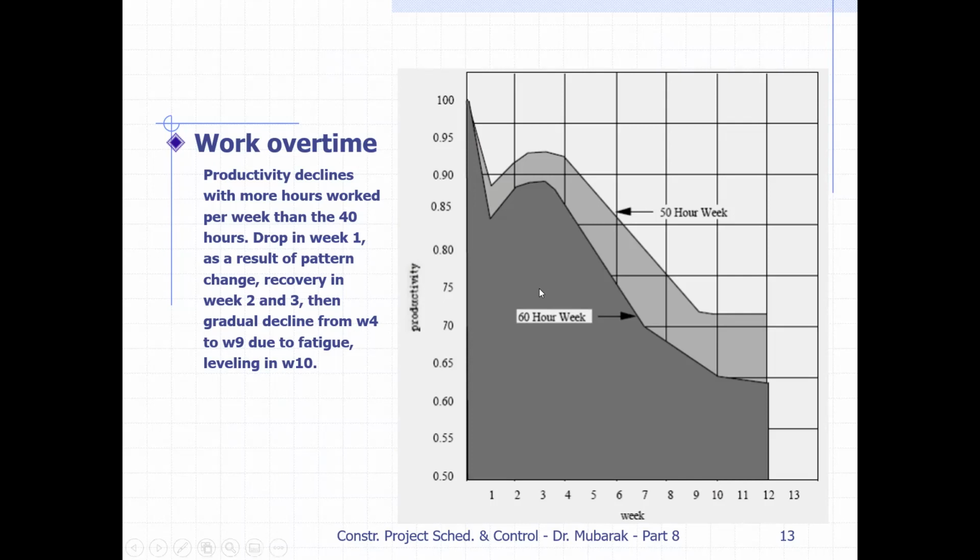They have shown two graphs, with 50 hours and 60 hours. There is a sharp drop in week number 1 as a result of the pattern change, and a little recovery in weeks 2 and 3. Then there is a gradual decline from week 4 to week 9, in both cases, whether working 60 hours or 50 hours per week, due to fatigue. People are very tired and cannot be productive. If working hours are less, people have a fresh mind and are not tired, so they produce more. Then there is leveling in week number 10; it's flat.